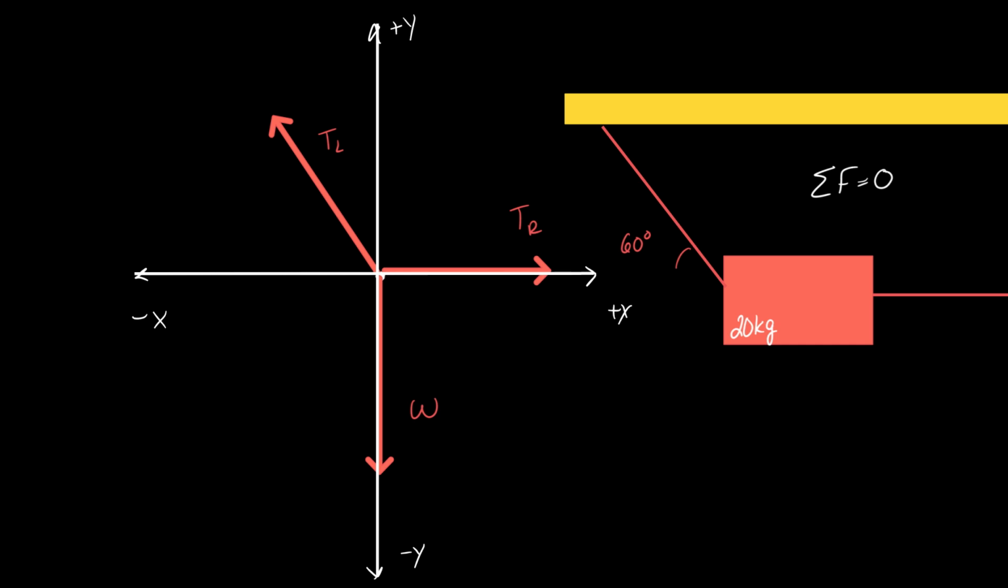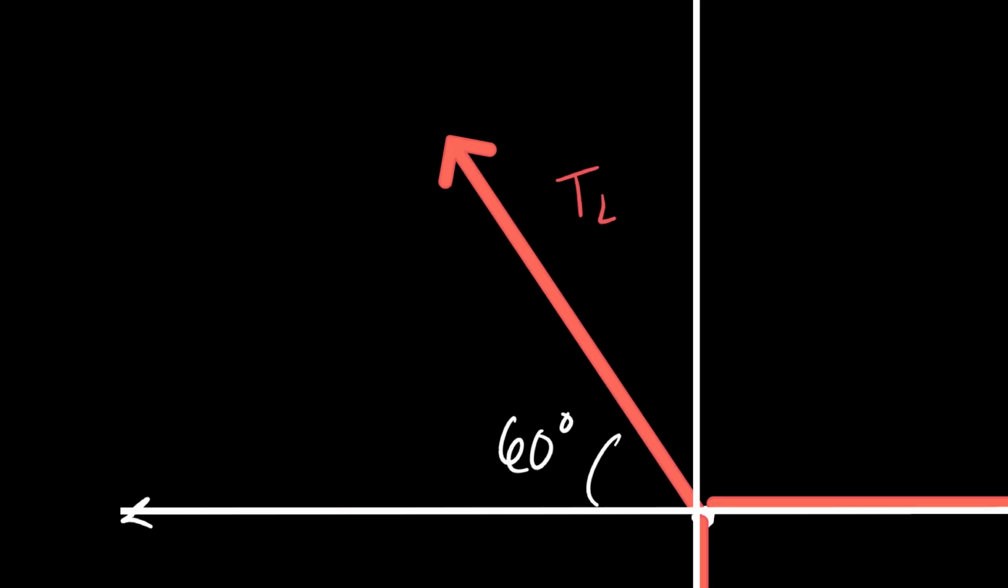I'll draw in what I do know. 60 degrees. That's it. Now I need to break this up into component vectors. So it looks like only one of them is off axis. This one. So I'm going to draw a triangle that I think will work best to break this up into its component vectors. And that's going to be a vector that's horizontal, aligned with the x direction and parallel to the x direction. And one that is aligned with the y direction, parallel to the y direction.